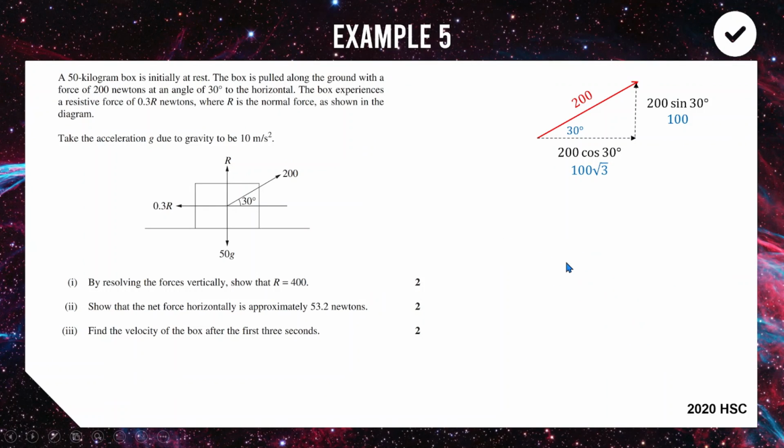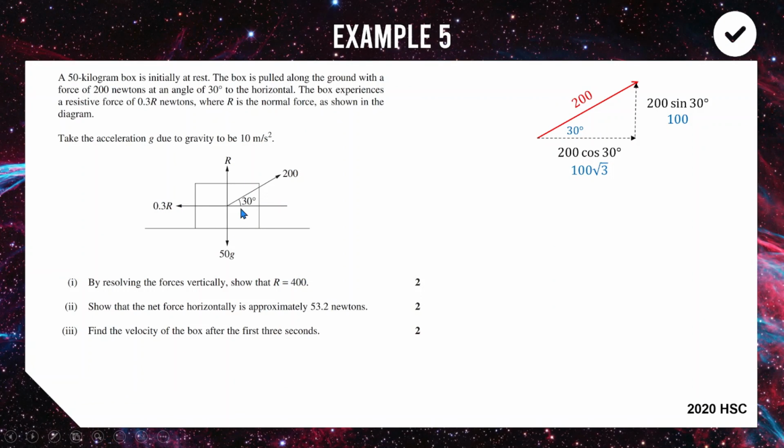Part 2, show that the net horizontal force is approximately 53.2 newtons. So like I said, we've got two things happening horizontally. We've got the horizontal component of the 200 newtons just here, and we have the resistive friction force of 0.3R, and we just figured out in part I that R is equal to 400, so we can figure out this number pretty quickly.